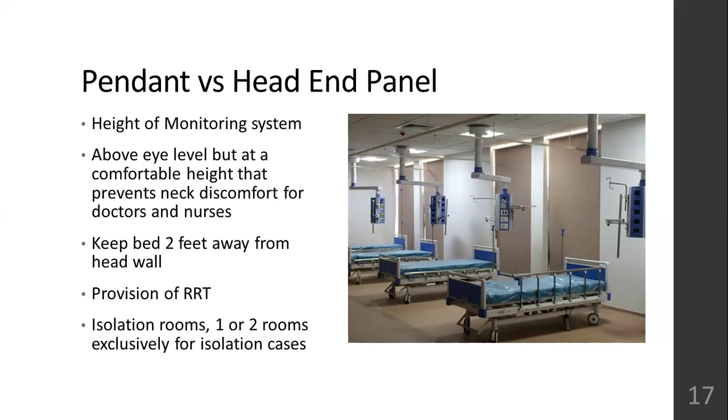It should not be too high that when the doctors and nurses are trying to monitor the patient, they get neck pain because the monitoring system is too high. It should not be that high. It should be just above the eye level. Keep the beds at least 2 feet away from the head wall. Space that should be there between the patient's bed and the head wall.